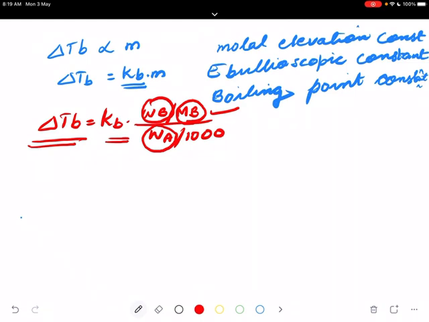All are in grams. Mb grams per mole, Wb grams, Wa grams, and delta Tb. This is capital T, Kelvin scale. Whether it is Kelvin scale or degree Celsius scale, the difference is the same, and the difference is a positive quantity. When we do the numerical, we'll come to know that.